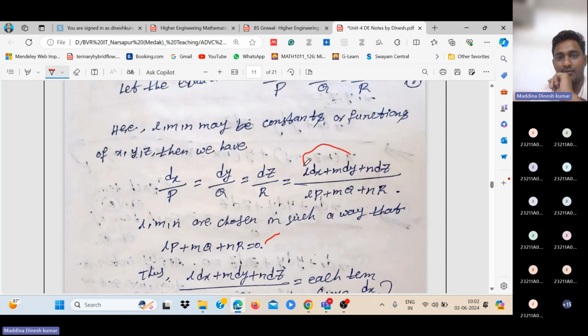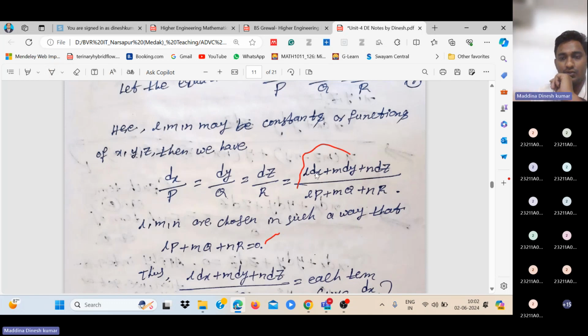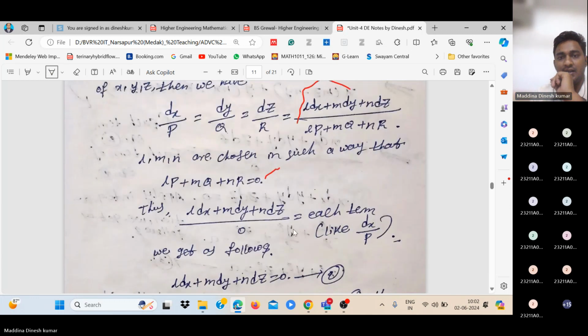After finding these multipliers, we will get this term. We will equate this term with any one of the three fractions. So we will choose the multipliers such that LP plus MQ plus NR must be equal to 0.